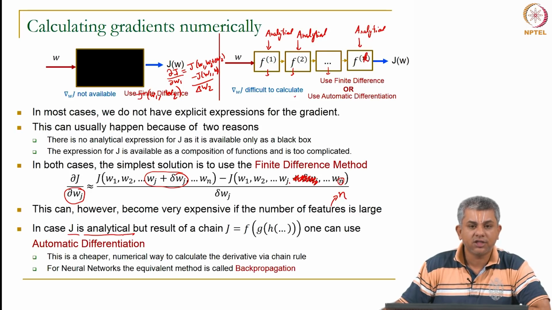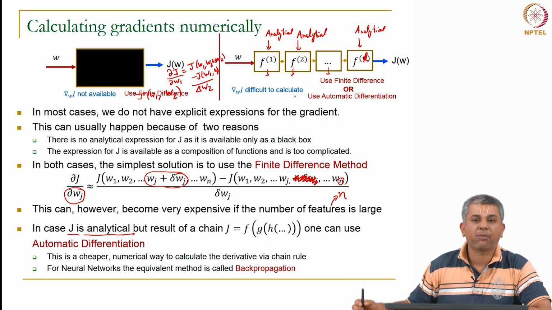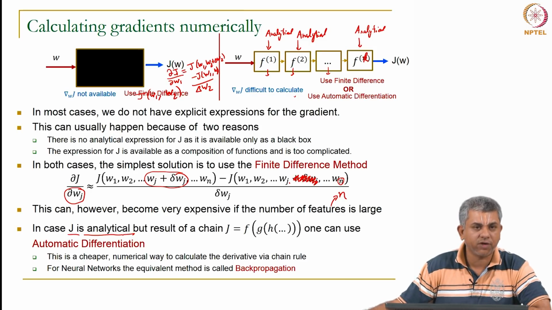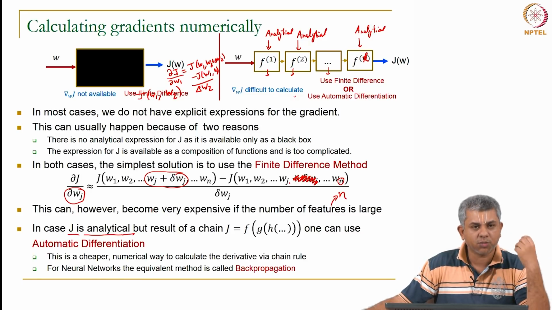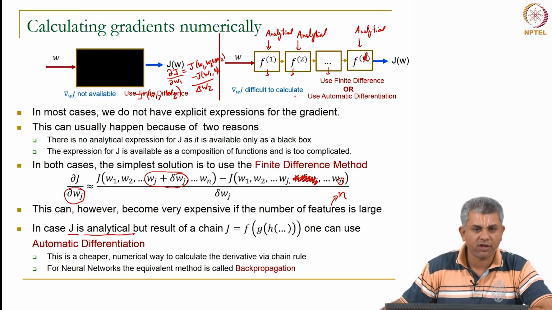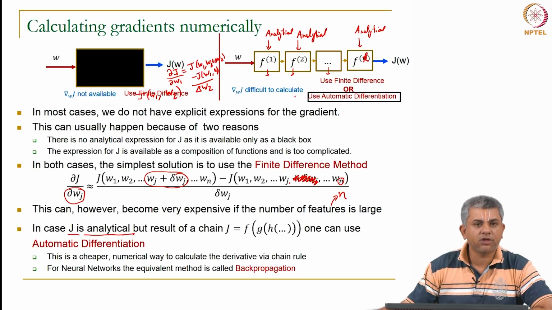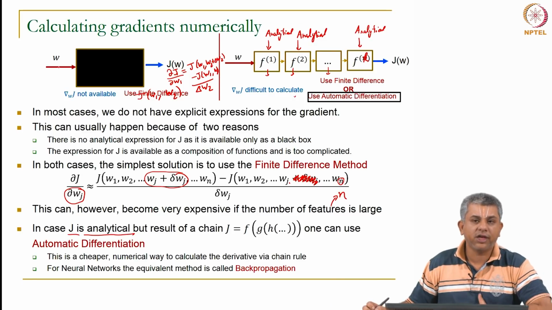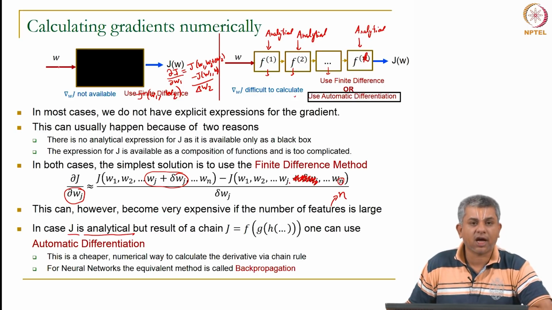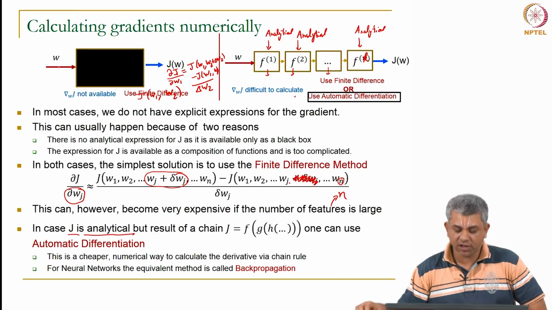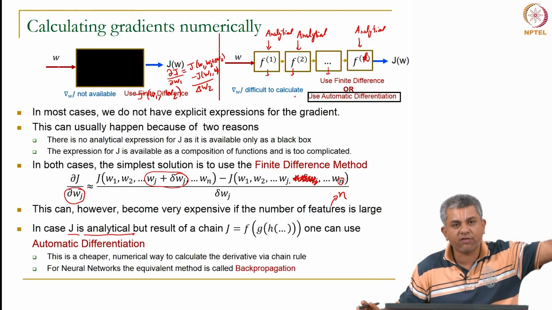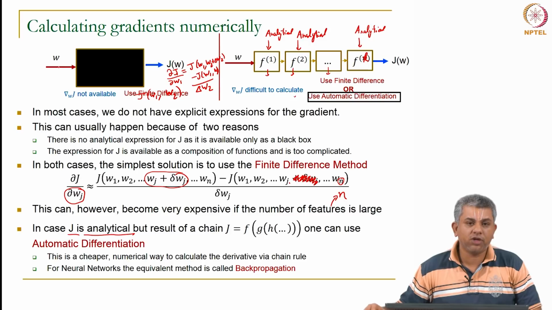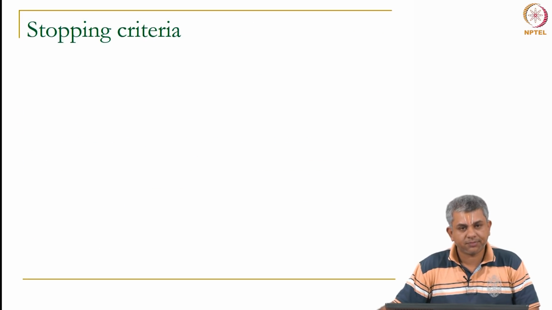We will see this within the context of neural networks. This is called backpropagation when we do this for neural networks, and that is what has made modern neural networks possible ever since the 70s or 80s, when the algorithm was first formulated. So, just as a summary, in case you really have no other choice and J is only numerical, then you use finite difference, but in case J is available as a chain of functions, for example, f of g of h of w of something, then we use automatic differentiation.